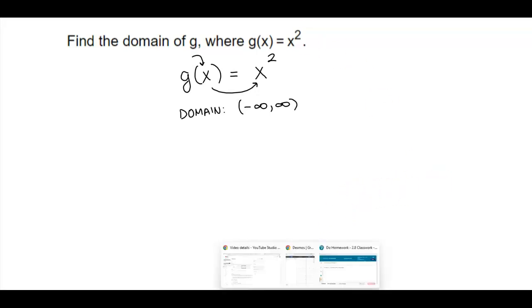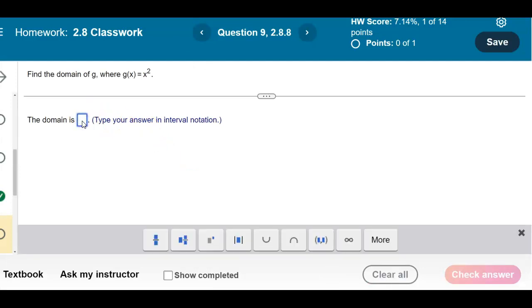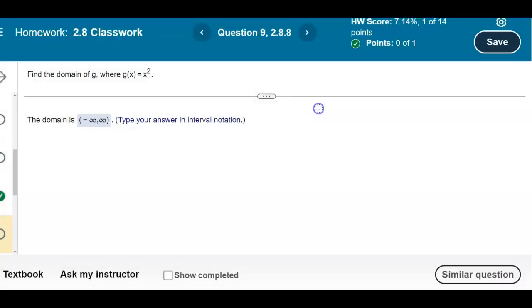Let's check our result here. So we're going to put in parentheses, negative infinity, comma, positive infinity, and then plus enter. Okay, now let's just verify this using Desmos.